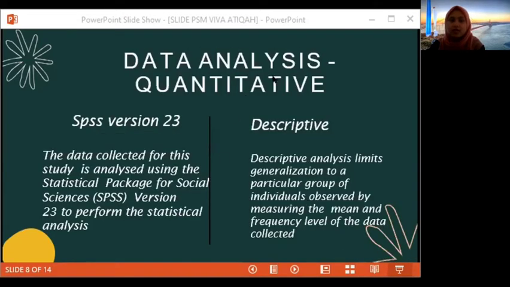Okay, data analysis, quantitative. The researchers use SPSS version 23. The data collected for this study is analyzed using the Statistical Package for the Social Sciences version 23 to perform the statistical analysis. Descriptive analysis is about generalizing to a particular group of individuals observed by measuring the mean and frequency level of the data collected.